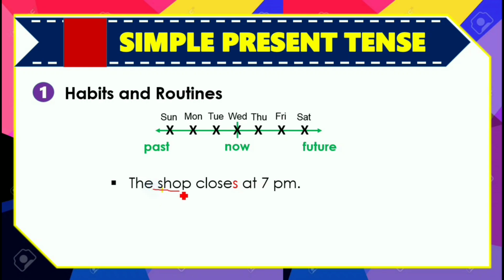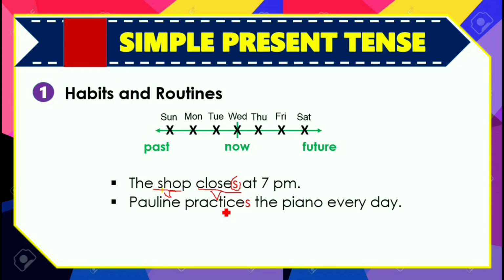Now this is a routine. Our subject here is shop and it is singular, so we need a singular verb also. That's why we added s to our verb, closes. Another example is Pauline practices the piano every day. So again, this is a routine or a habit because it's something that she repeats doing. So Pauline is our subject, while our verb is practices. We added an s because our subject is singular.